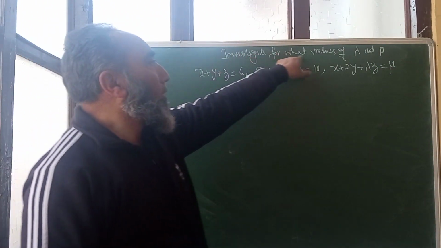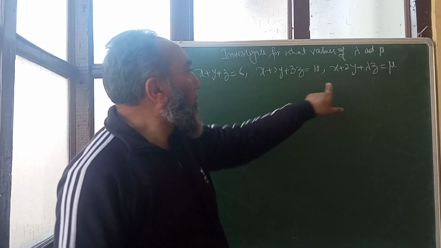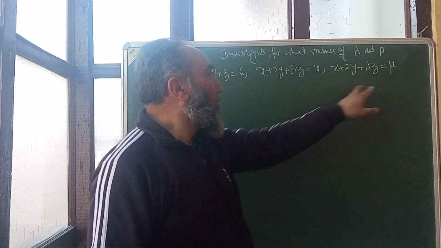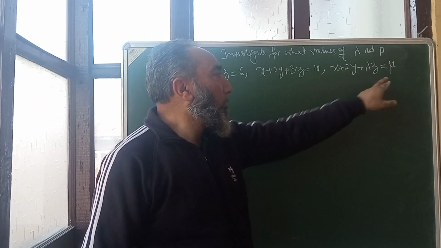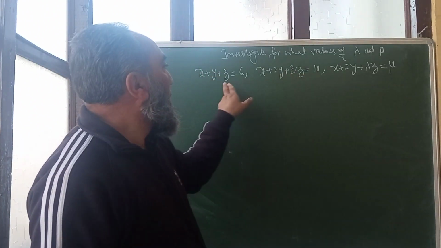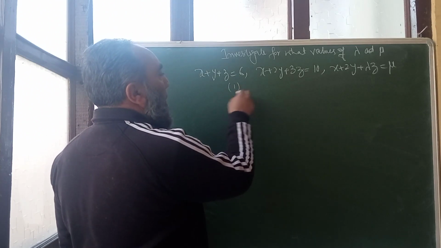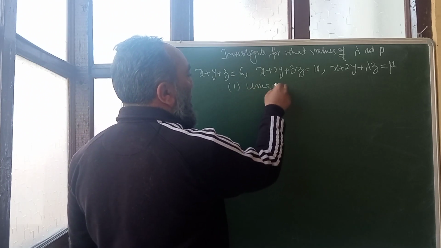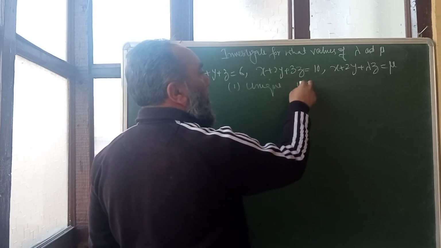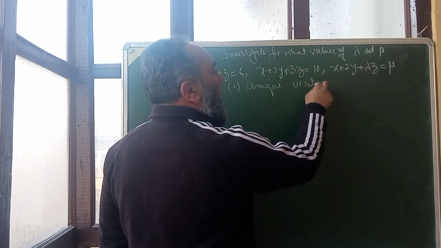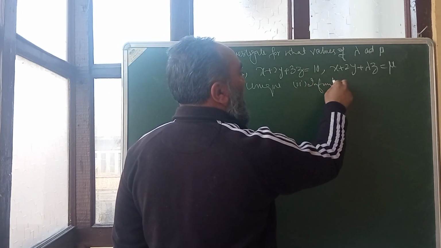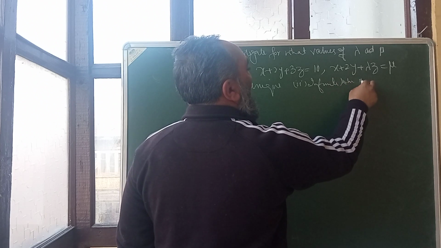Investigate for what values of lambda and mu. There is a lambda over here and mu over here. For what value of lambda and mu, the system of equations has a unique solution, infinite solutions, or no solution.